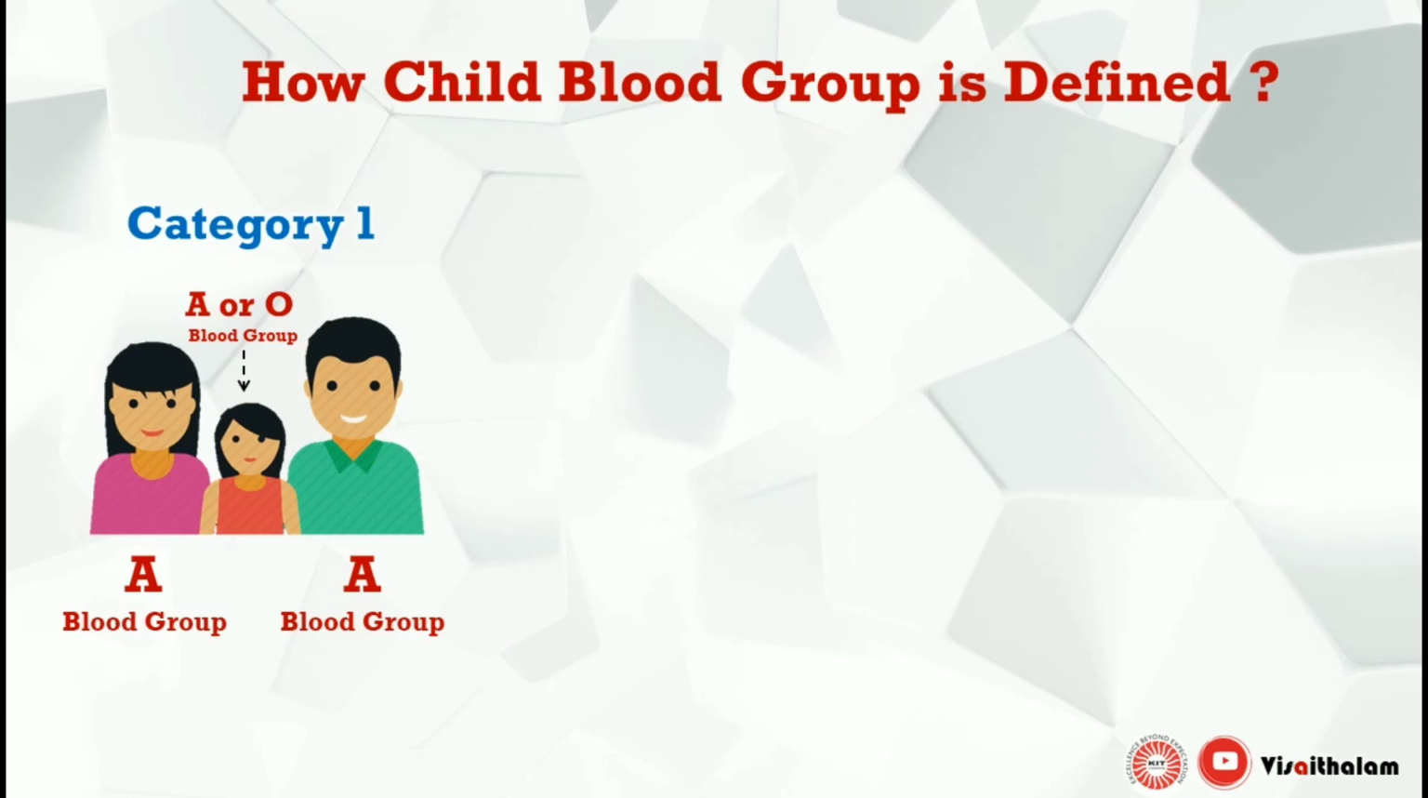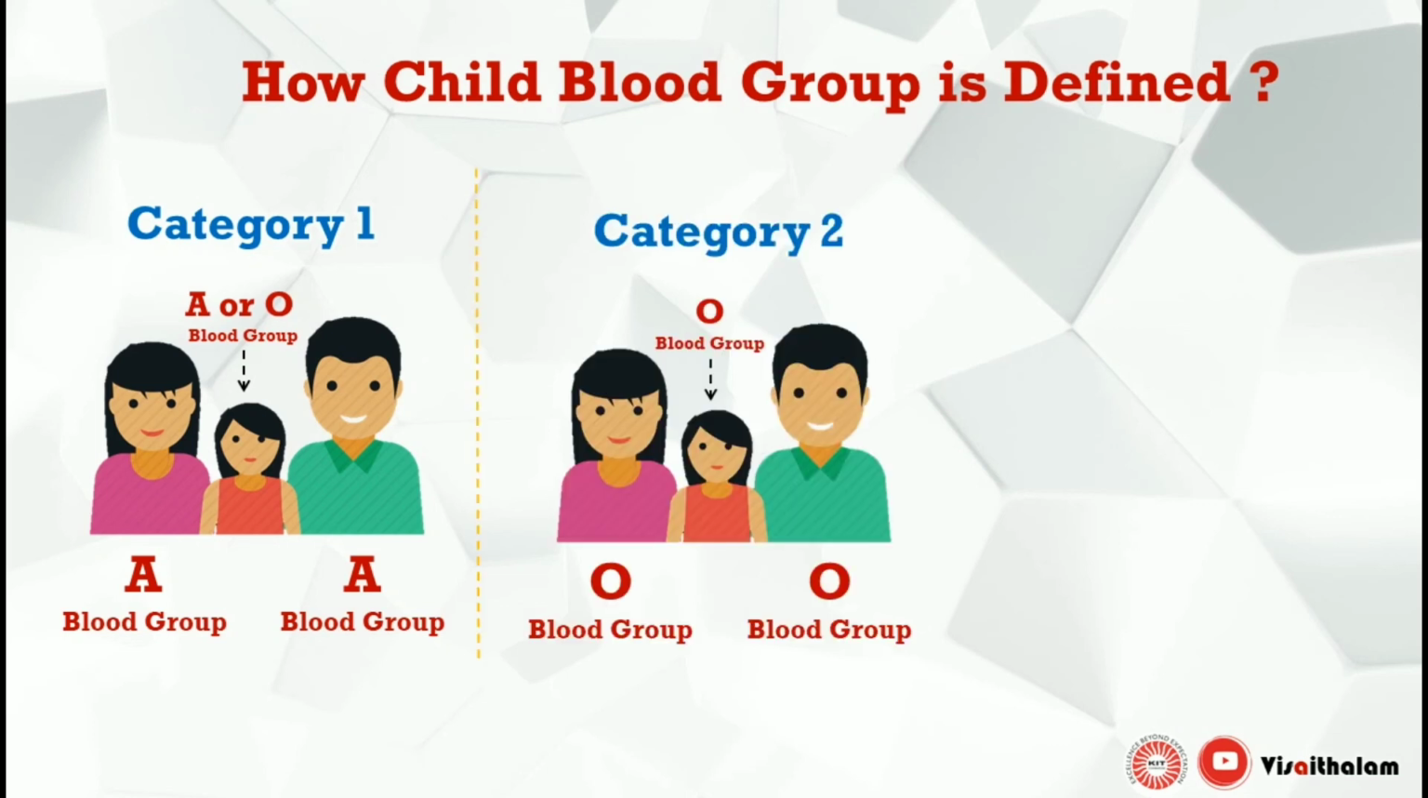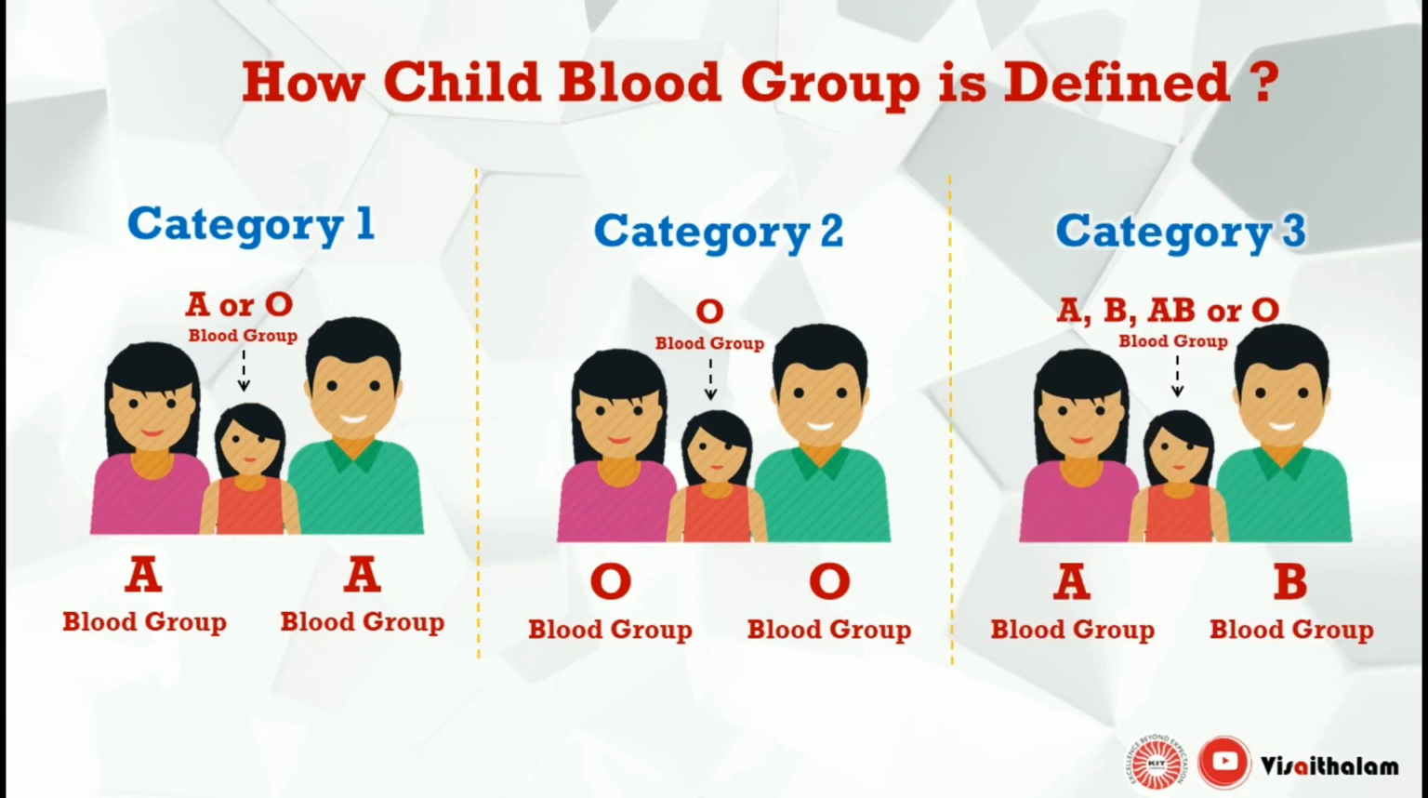Now let's take a close look at how a child's blood group is defined. Basically, blood groups are inherited from parents. Now in this picture, in category 1, if father and mother both have A blood group, then the born child will preferably have A or O type blood group. In category 2, if father and mother both have O blood group, then obviously the born child will have O type blood group. And in category 3, if father has B type blood group and mother has A type blood group, then the born child will preferably have A, B, AB or O type blood group.